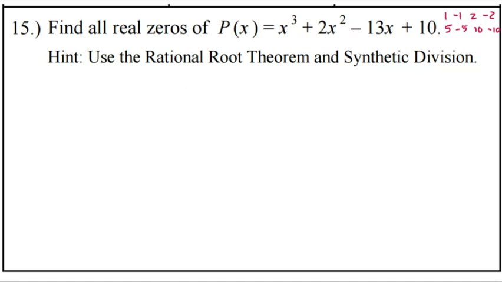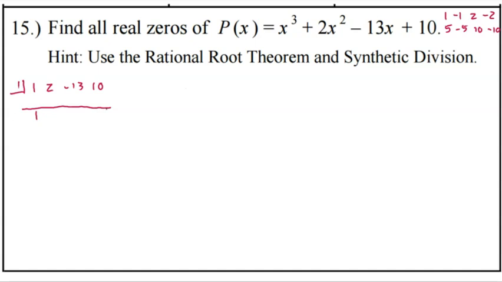We're going to start with 1. We're going to put 1 in a half box, and we're going to put these numbers as our synthetic division. We have a 1, a 2, a negative 13, and a 10. So 1, 2, negative 13, and 10. I'm trying to write small because I have a lot of numbers. I have 8 numbers to try up here. So I'm going to bring down the 1.